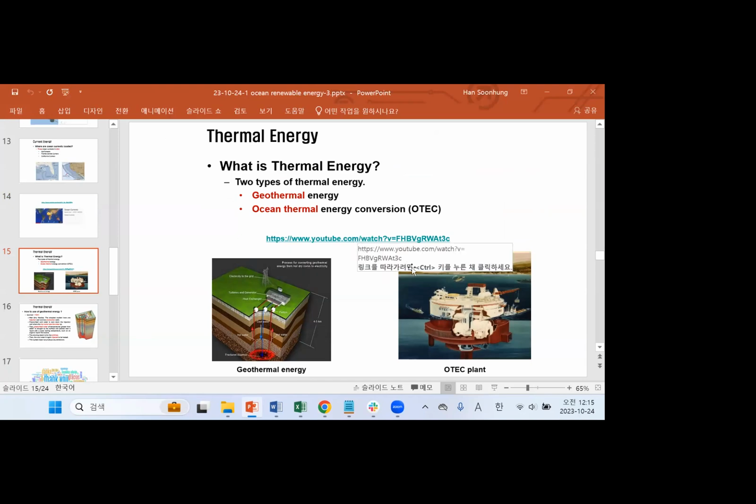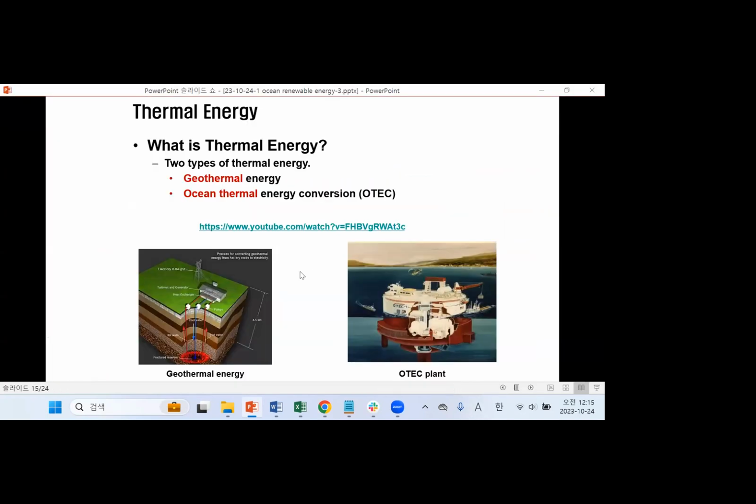Continue on thermal energy. This is a different type. Different thermal. Two types of thermal energy. One is geothermal, that is a land-based one. Ocean thermal is called by the short name OTEC.